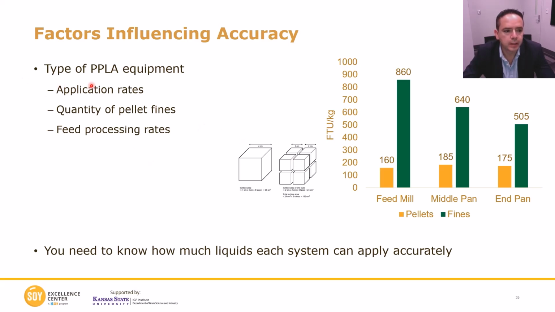The other thing that you need to consider is the application rates, because if you try to apply less than the actual capacity of the system, what you're going to see is that the pump is going to start and stop, start and stop, and then you are not going to apply the liquid correctly. Also, you need to consider the feed processing rates, because that's going to influence the amount of material that is going through the system at any given time. And as I mentioned before, you want that dry flow to be fairly constant.